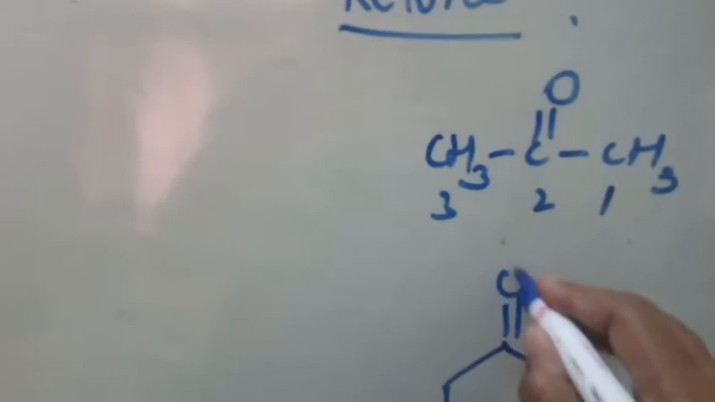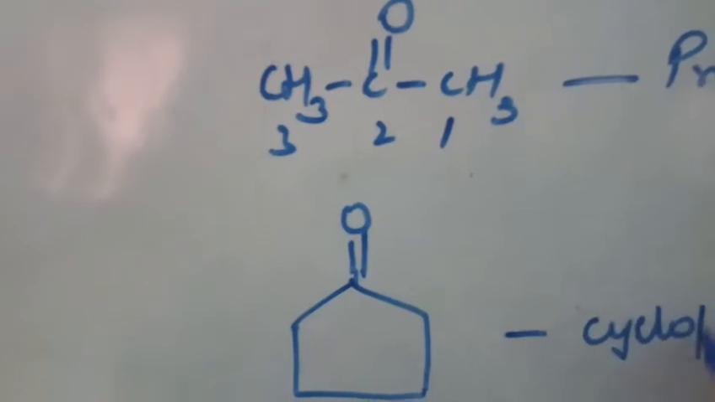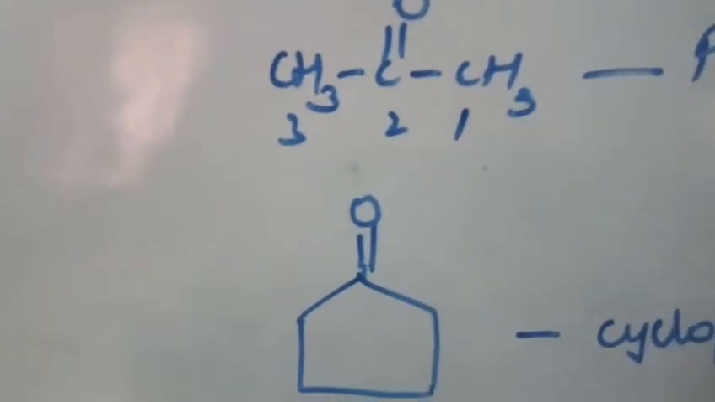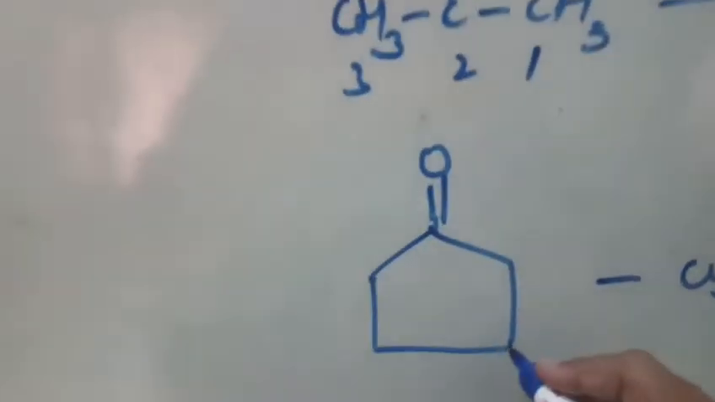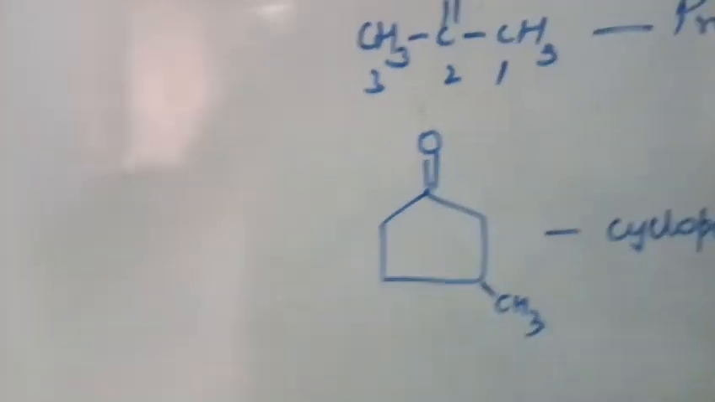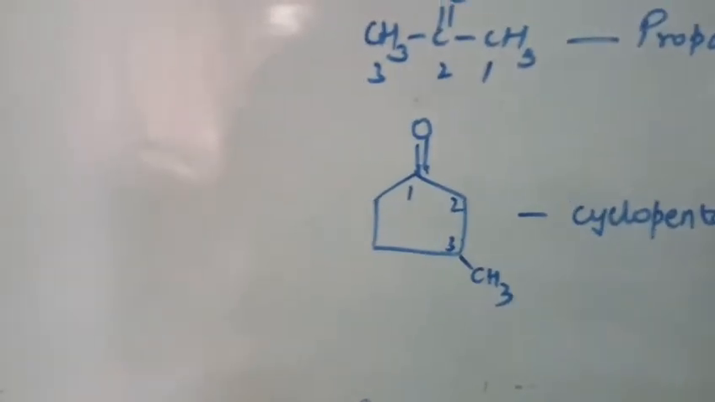Suppose there is a cyclic ketone, such as if you have this compound, then this is cyclopentanone. This is its common name, cyclopentanone, right? And the position in IUPAC is indicated by a number, and in the common system it is alpha, beta, such as beta methyl cyclopentanone, and in IUPAC it is 3 methyl, because this is 1, 2, 3, so 3-methylcyclopentanone. Understood? So this is how we name the compounds, right?